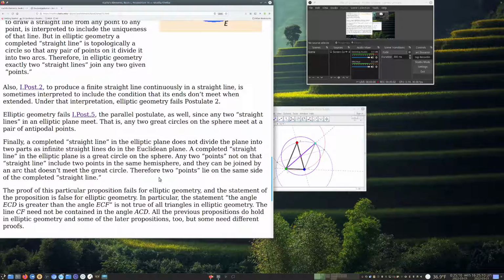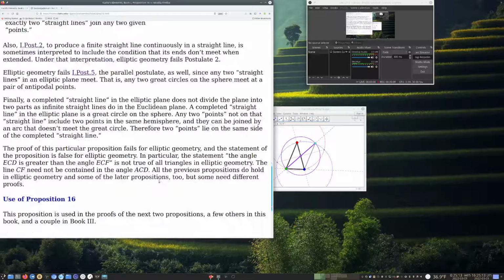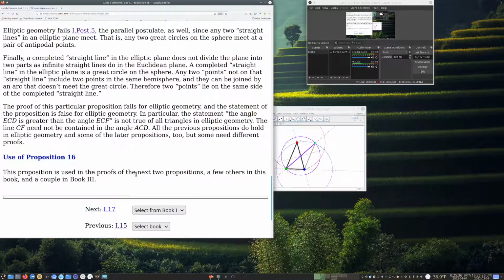The proof of this particular proposition fails for elliptic geometry, and the statement of the proposition is false for elliptic geometry. In particular, the statement that the angle ECD is greater than the angle ECF is not true of all angles in elliptic geometry. The line CF need not be contained in the angle ACD. All of the previous propositions do hold in elliptic geometry, and some of the later propositions do too, but some need different proofs. A lot of these need different proofs, even in Euclidean geometry. Anyway, this proposition is used in proofs of the next two propositions, a few others in this book, and a couple in book 3.